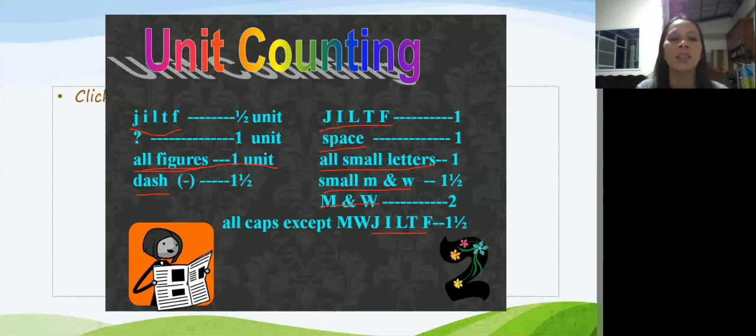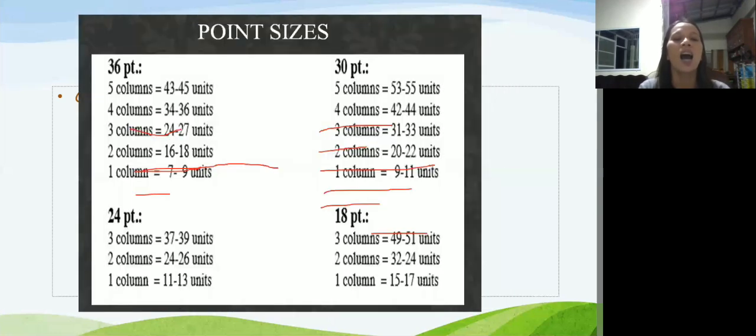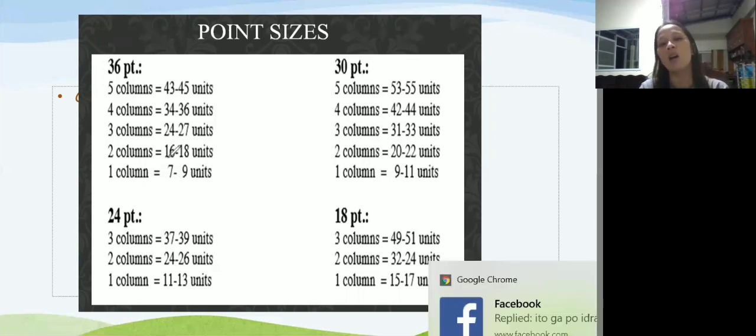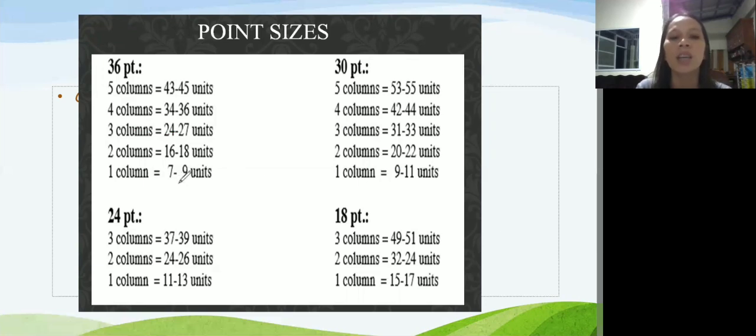O later, mag-practice tayo. And then, kapag na-count mo na yung unit ng iyong headline, i-determine mo na yung point sizes mo. Is it 36 points, 30 points, 24 points, 18 points? So, ang unit count, ang point sizes ay depende sa iyong unit count ng iyong headline. Okay, kung ang unit count ng iyong headline ay pumatak sa 43 to 45, pwede siyang 36 points, 5 columns. 34 to 36, so 4 columns, 36 point, 24 to 27 units, 3 columns, 16 to 18 units, 2 columns, and 7 to 9 units, 1 column.